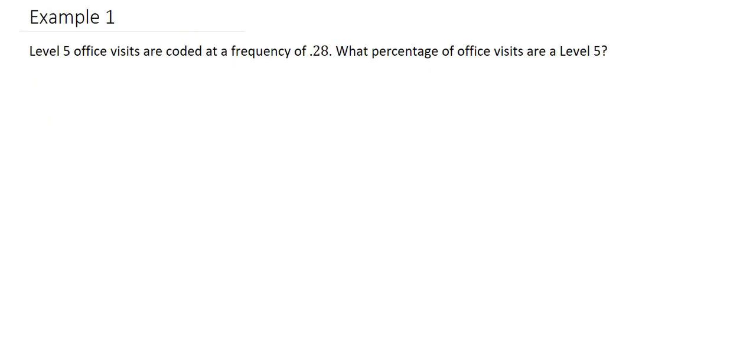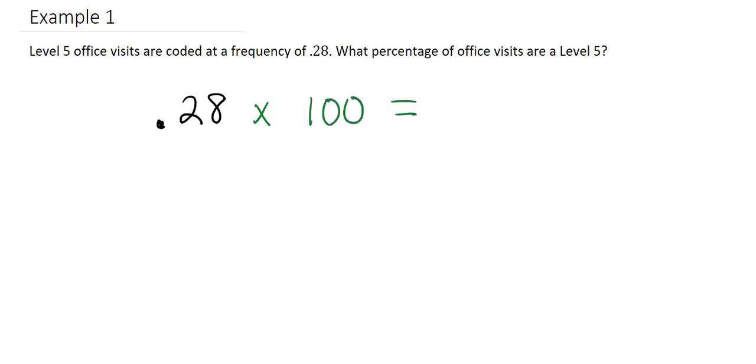So let's go ahead and look at the first example to change a decimal to a percent. Example 1, level 5 office visits are coded at a frequency of 0.28. What percentage of office visits are a level 5? So we're going to write out our decimal, and we're going to change it. And so the first method is to multiply it by 100.